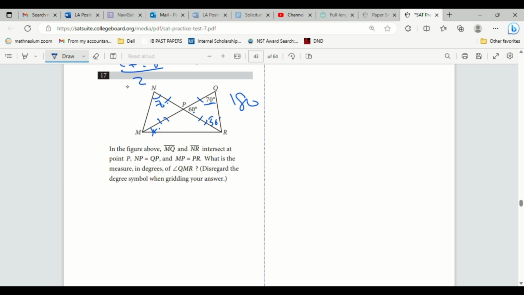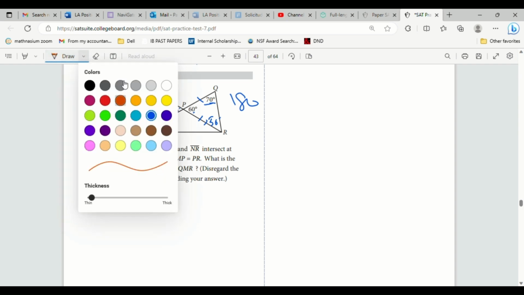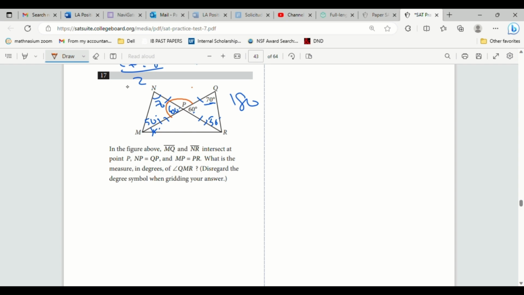And the same argument holds for angle M. It is also 50 degrees because it's opposite side NP, which is equal to PQ, which is opposite angle R. Because same side lengths means same angle measure, which means that this angle right here must also be 60. So we have two equal triangles on the sides. And so now we see that there is a circle of angles right here, which must add up to 360. So 360 minus the two 60s from those P angles is 240.